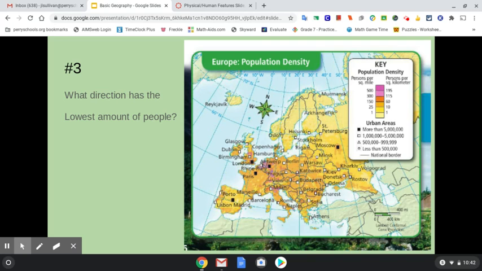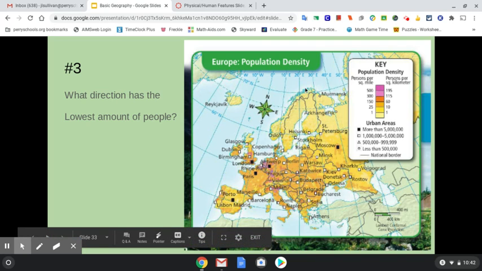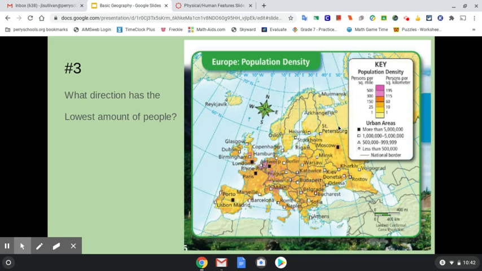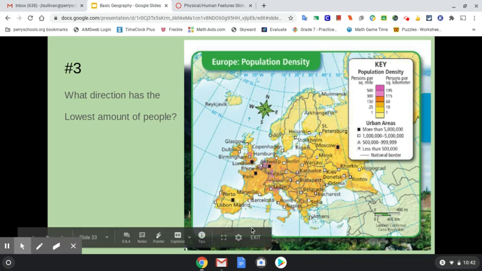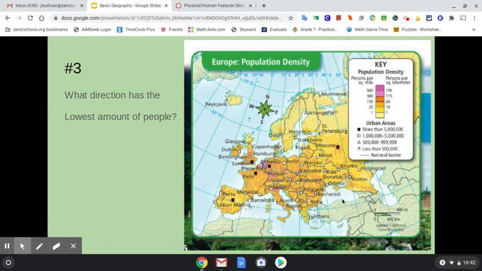Okay, if you chose north, you would be right. So up here, that is where that lighter color is, and there's more of it here than anywhere else on the map. So north would be the answer.